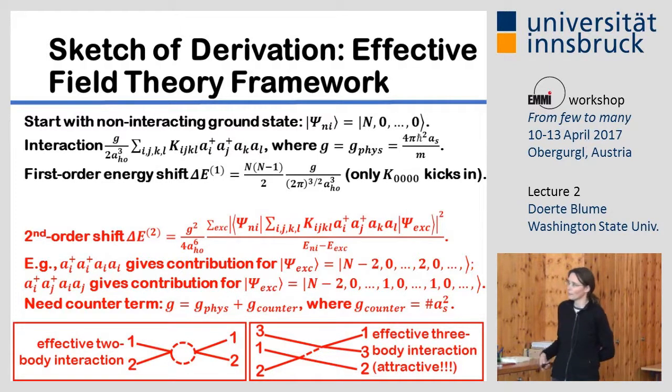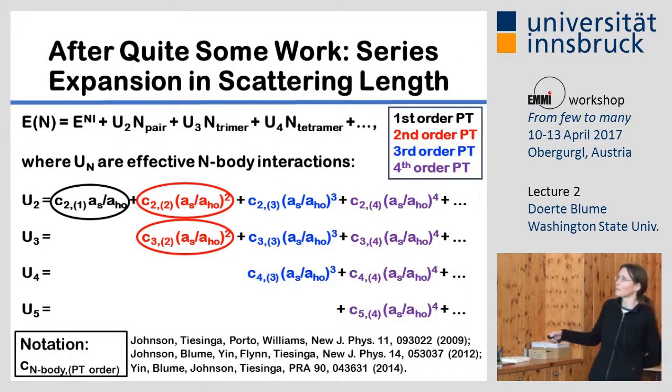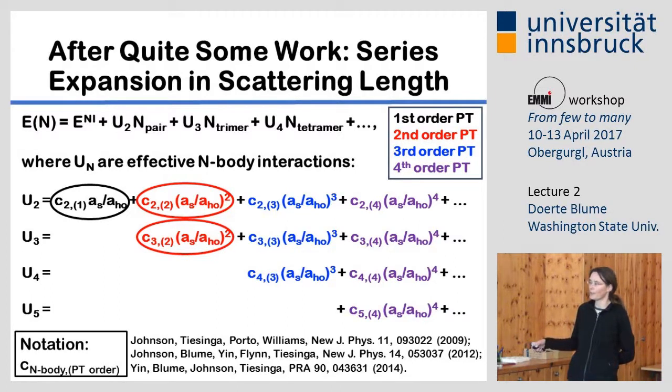So if we carry this through and go to higher order, then we find this breakdown into effective two-body, three-body, four-body, five-body interactions, where in first order perturbation theory, we get something proportional to a_s. In second order, we get a_s squared, third order, fourth order, and so on. And each time we go to higher order, we get effective higher-body interactions. Okay. So this is sort of the picture that emerges.